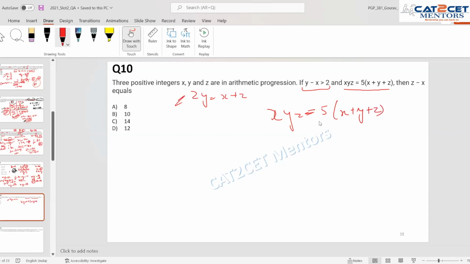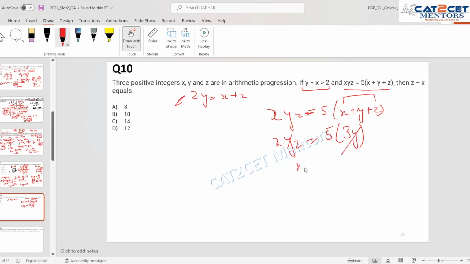Okay, and now we have two ways. Either we can replace y with (x plus z) divided by 2, or we can replace x plus z with 2y. But we will replace x plus z with 2y, because by doing this we will have a single variable on the right hand side, that is y, which we can cut with this y. So x plus y plus z equals 5 times this, x plus z will become 2y, so it will be again 3y. So let's cut this y.